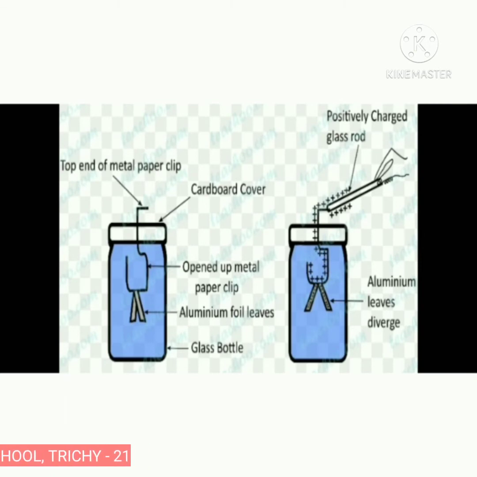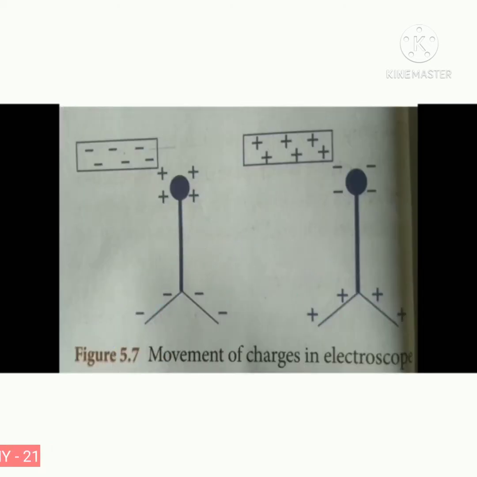If a positive object is brought near the top knob of the electroscope, the free electrons in the electroscope start to move up towards the knob. This means that the bottom has a net positive charge. The leaves will spread apart again.